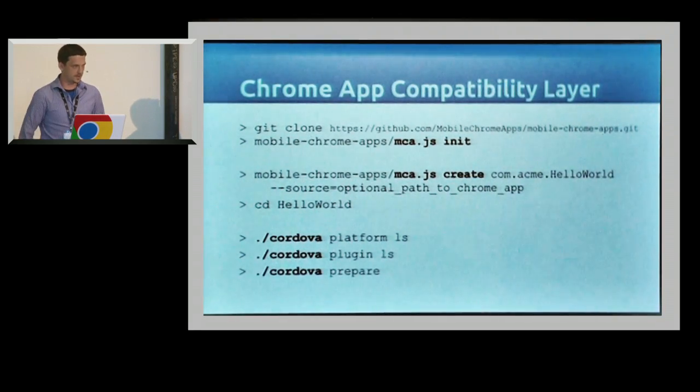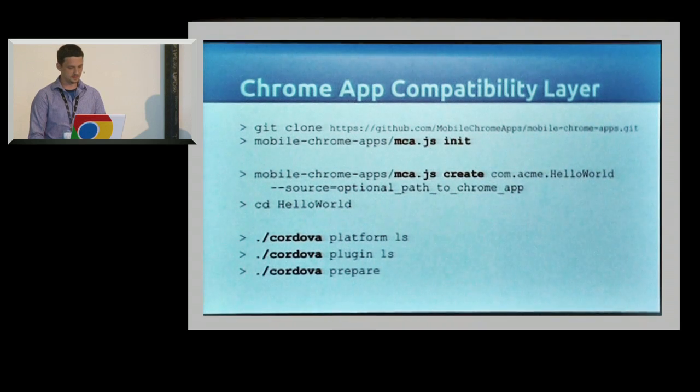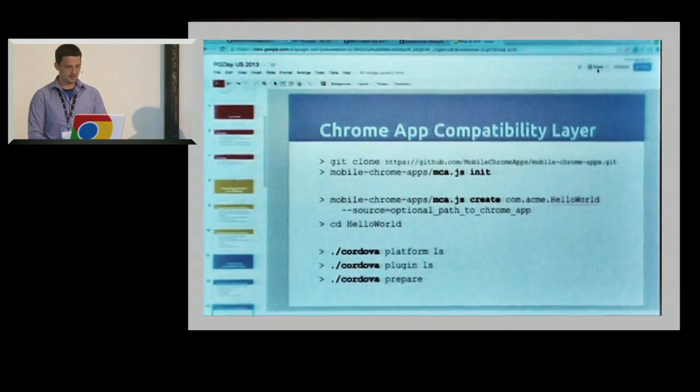You clone our repository, it's all open source, it's up on GitHub from day one as well. We have this MCA tool, and you can init, which will automatically clone all the submodules and pull them in, self-install and that sort of thing. Then you create projects: instead of using Cordova create, you use MCA create to build the shell for mobile Chrome apps. When you enter that project, it's just a regular old Cordova-based project, so you can use Cordova to list your platforms and plugins and prepare exactly like you would from today on. So let me take you through what that looks like.